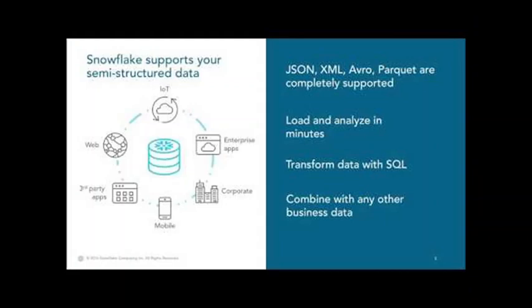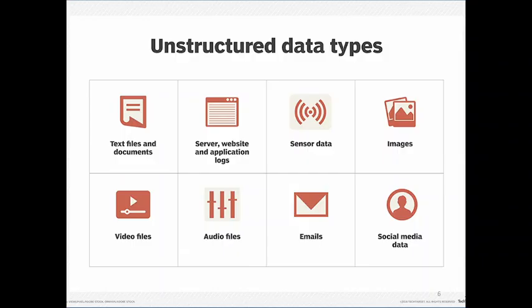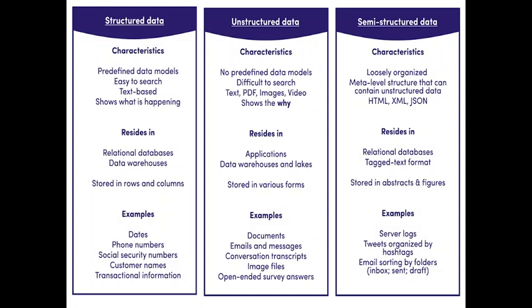Semi-structured data type is a structured data type in which we store the data in XML format and JSON format. It is easy to load and easy to transform, and it is combined with other business data. Unstructured data is data which is stored in text files, web server side logs, sensor data, image format, video files, audio files, email, and social media files. Nowadays, we have structured data and unstructured data.